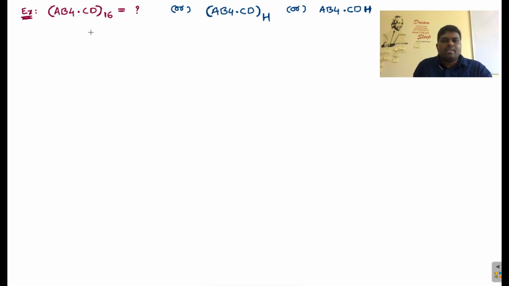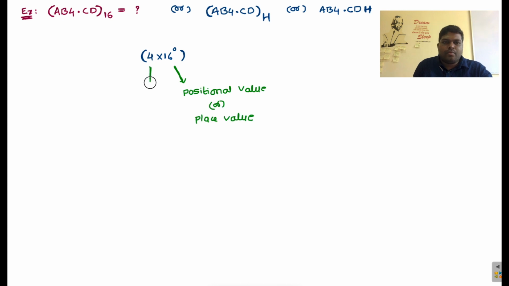You can assign the base position to the corresponding digits, then you will get your decimal equivalent number. Now I am writing here is 4 into 16 power 0 in this. So this 16 power 0 is nothing but what? Positional value or place value, and here the 4 is nothing but what? Digit, otherwise digit value. Sum of all the product values will give the corresponding decimal number. Now the second one here is second digit, that is B. Yes, you can take summation.